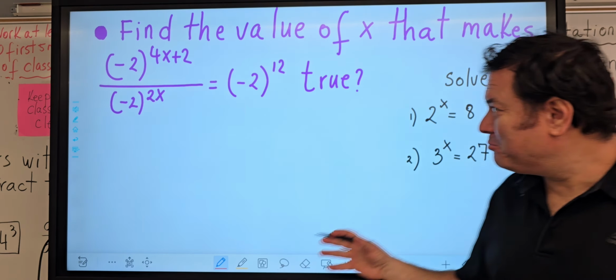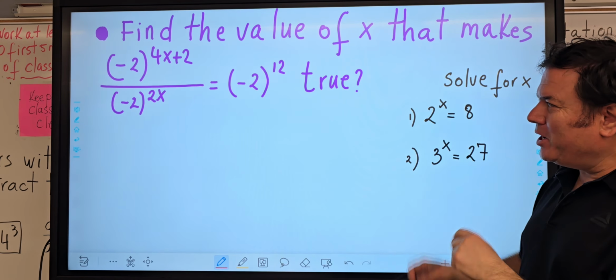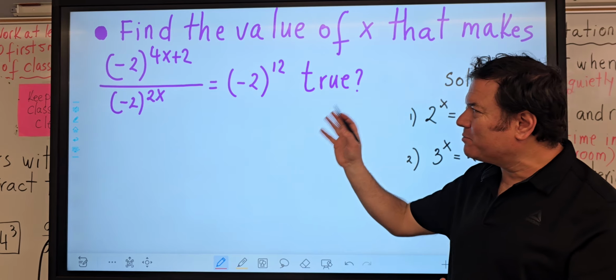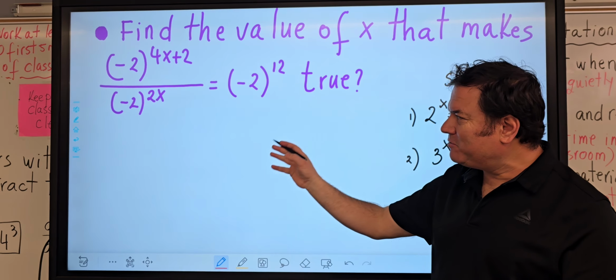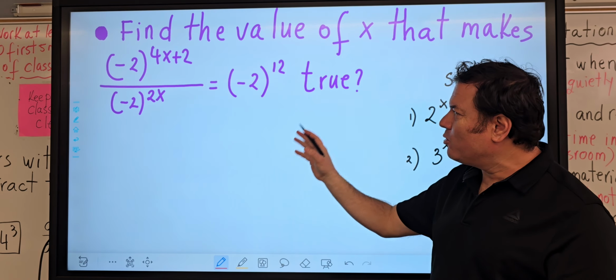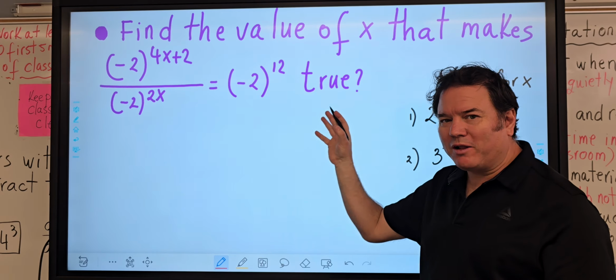Today let's take a look at finding the value of x that makes this equation true. So we have a pretty complex equation here: negative 2 to the power of 4x plus 2, divided by negative 2 to the power of 2x, equals negative 2 to the power of 12.